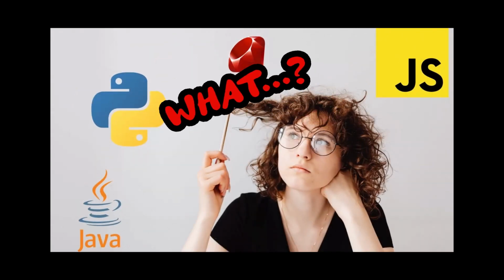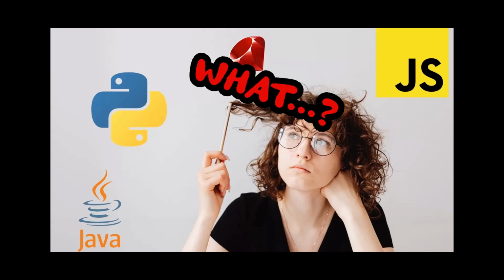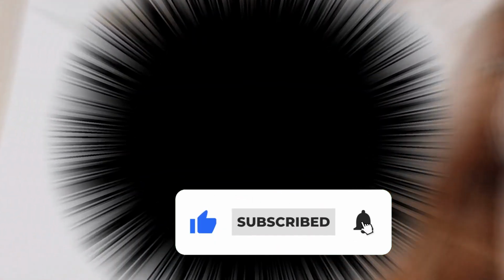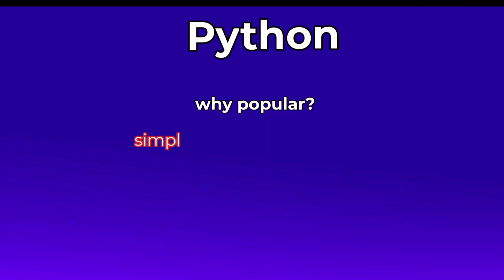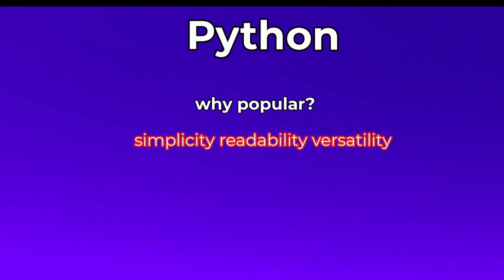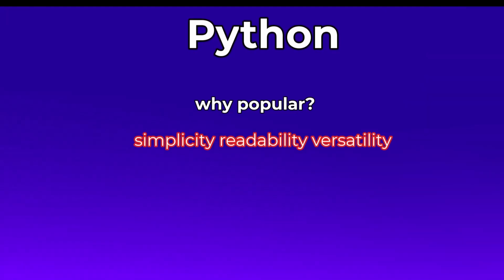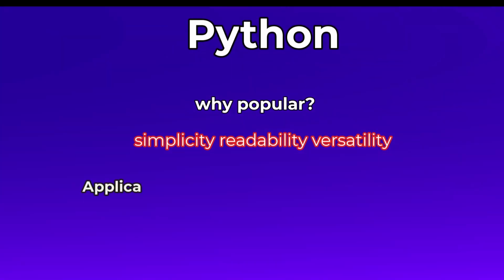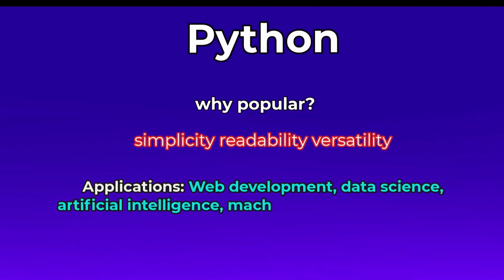When starting with backend development, one of the most important decisions is picking the right programming language. Here's a breakdown of some of the most popular backend languages, why they are popular, and their applications. Python. Why popular? Python is known for its simplicity, readability, and versatility. Its huge ecosystem of libraries and frameworks makes it a go-to for many use cases. It's often recommended for beginners due to its easy learning curve. Applications: web development, data science, artificial intelligence, machine learning, automation.